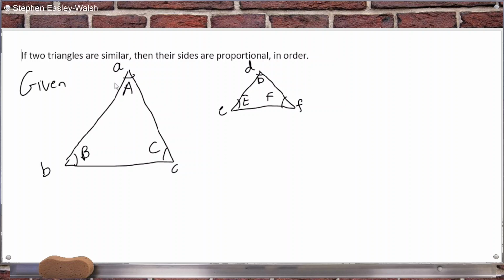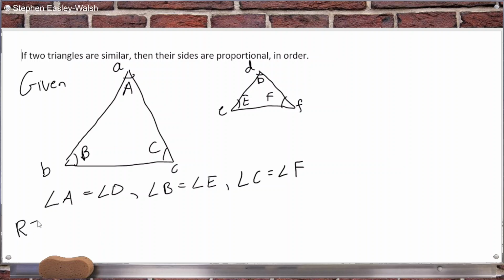So you're given that they're similar, then their sides are in proportion. So to be similar means that the angles are the same. So that is angle A equals angle D, angle B equals angle E, and angle C equals angle F. Okay.